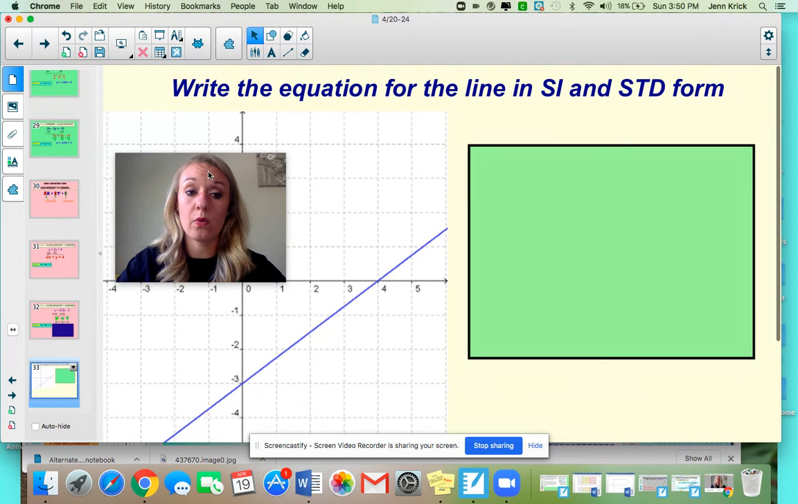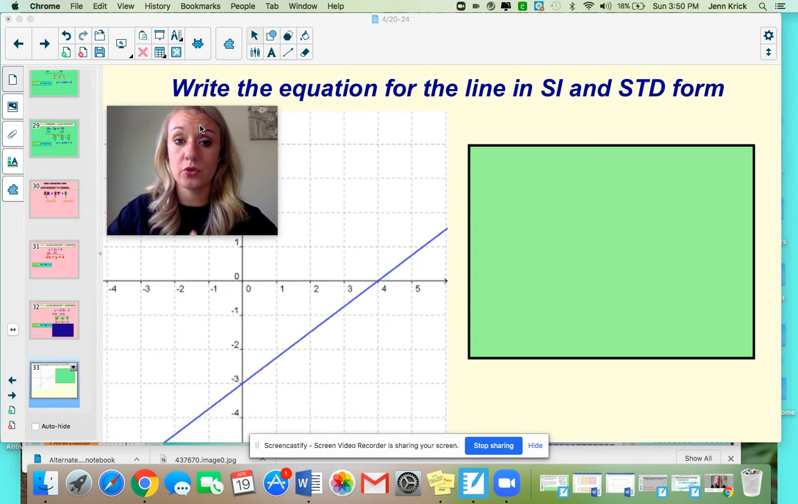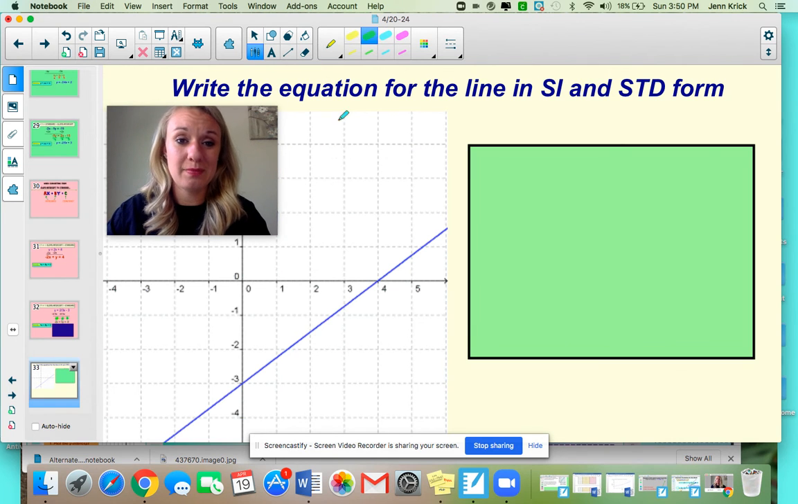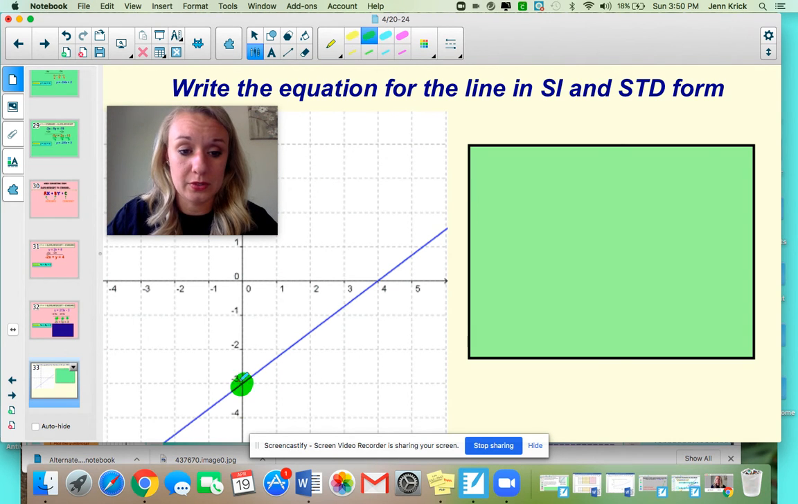So now, what if I asked you, based on this graph, can you write the equation for the line in both slope-intercept and standard form? Most of us are pretty quick and efficient with doing this in slope-intercept form. All you really need to do is identify the y-intercept and then just find out what the slope is. So I see that my y-intercept is right here at negative 3.